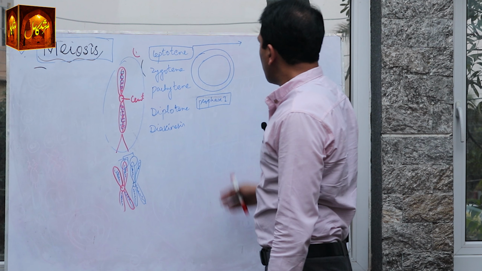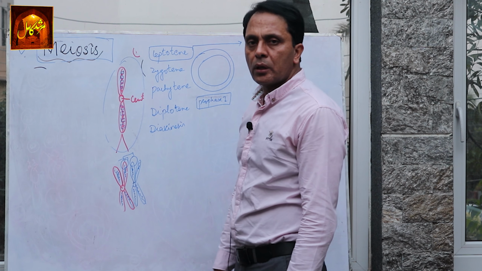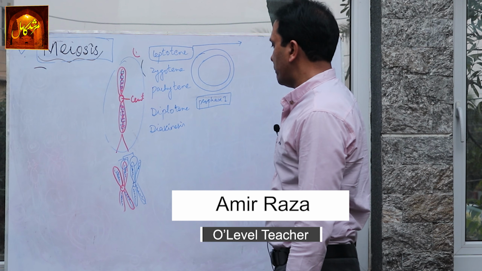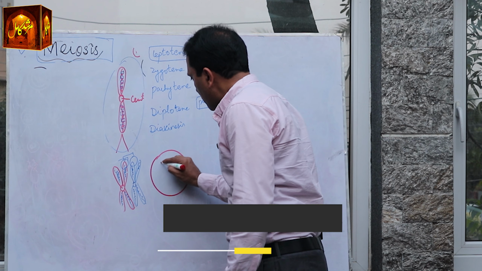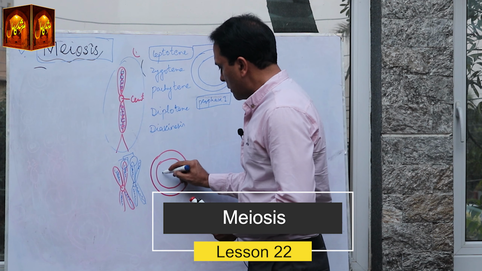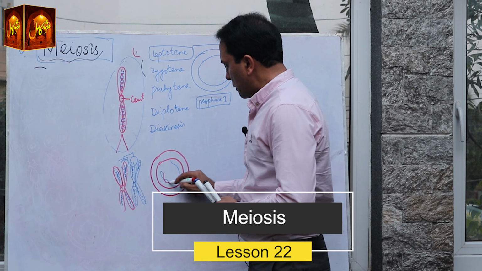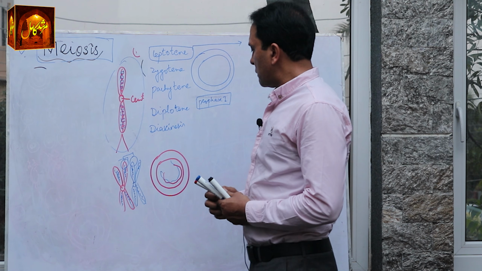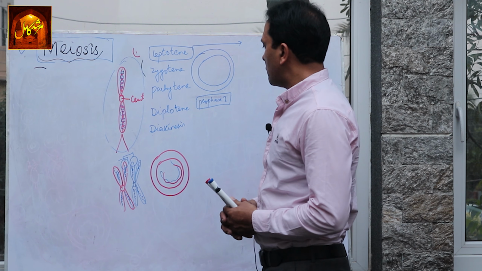Okay, so during leptotene, first the nuclear membrane becomes thick, prominent, and grows. Second, the chromatin material, which is a thread-like structure, will condense, shorten, and be changed into chromosomes.